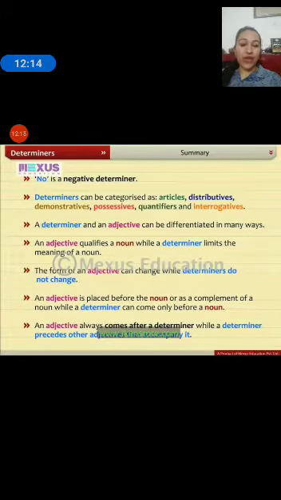Alright. I hope you've understood articles and determiners very well. Also, you've understood the difference between articles and determiners. Also, the things that are common between articles and determiners. So there are a few things that are common between the two of them. There are a few things that are different between the two of them.